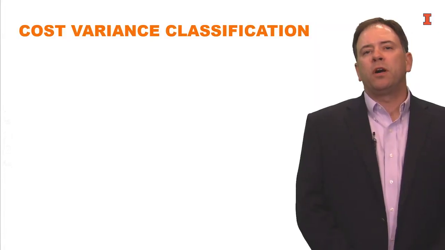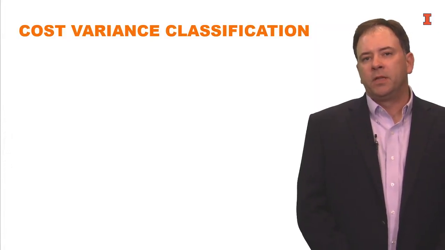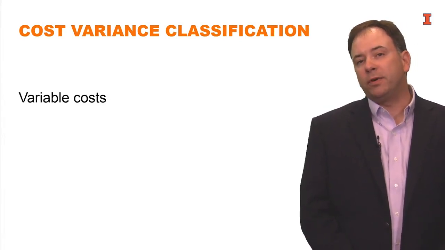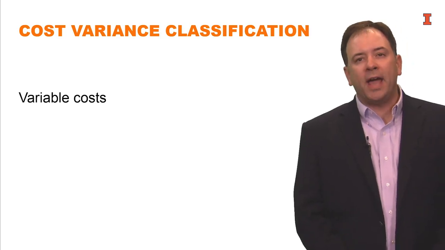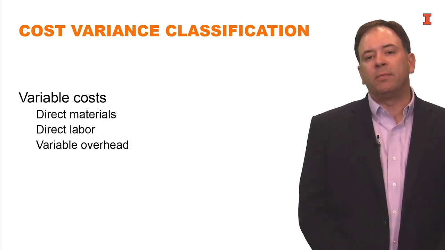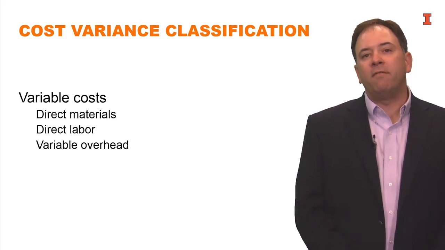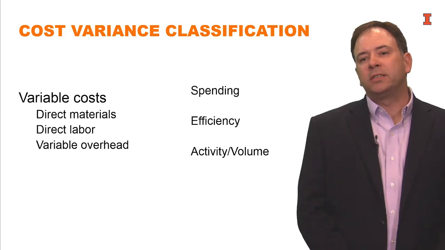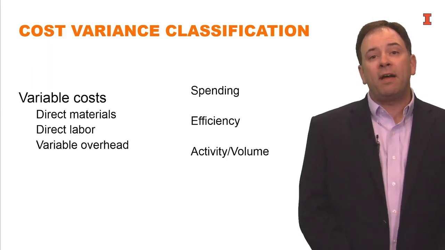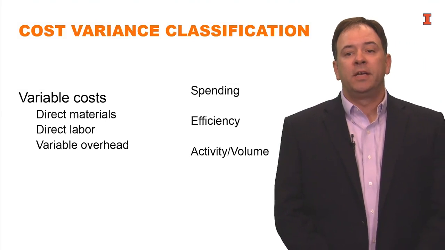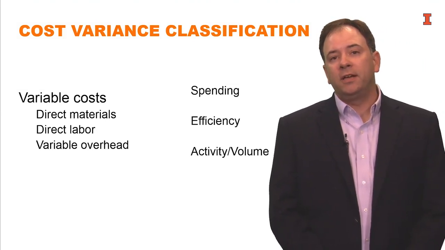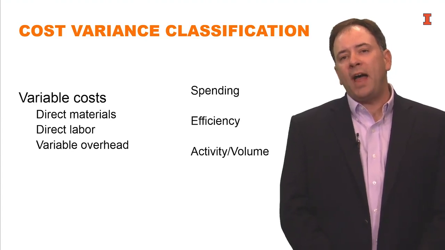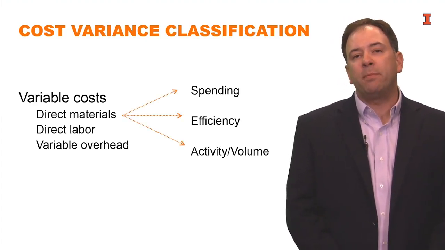So let's explore cost variances. First of all, we'll talk about variable costs. And as you recall from previous modules, there are usually three categories of variable costs: direct materials, direct labor, and variable overhead. We'll think about each of these types of variable costs on three levels. That is, we'll have three different types of variances: spending, efficiency, and activity, or sometimes referred to as volume variances. We'll have each of these variances for each type of cost.